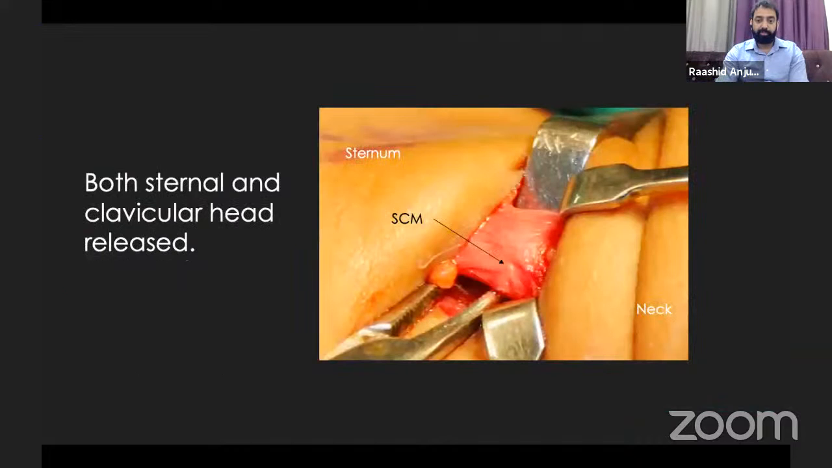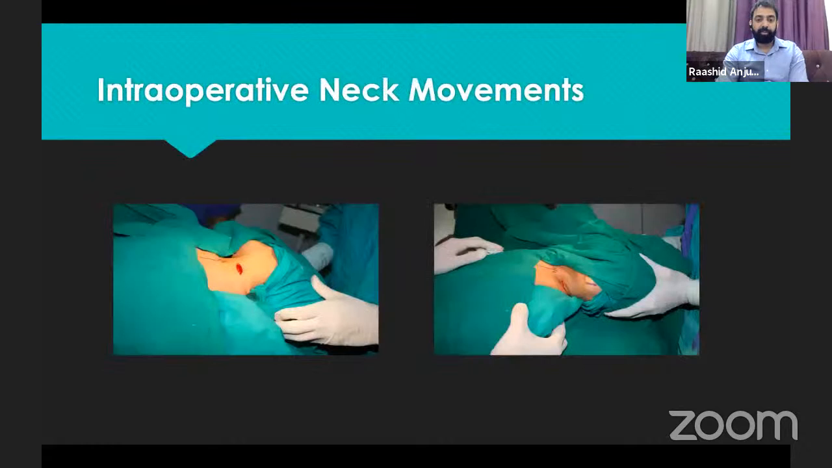This picture shows the clavicular head of the sternocleidomastoid isolated. We always used electrocautery to release this distal end. These are the intraoperative neck motion assessments. You can see in the images that the chin is marked and there is a vertical line on the sternum. That's how we assess the translation of the movement intraoperatively to see how our release is, whether it is complete or not.